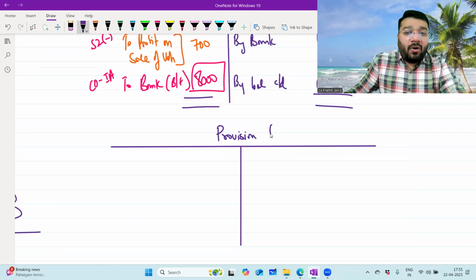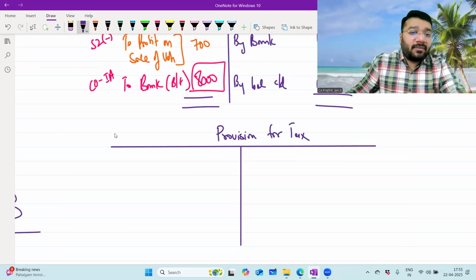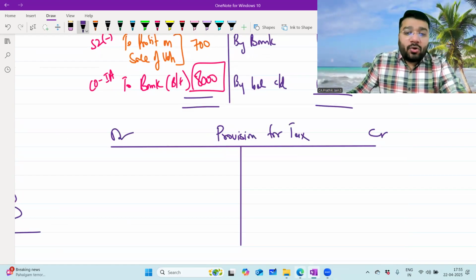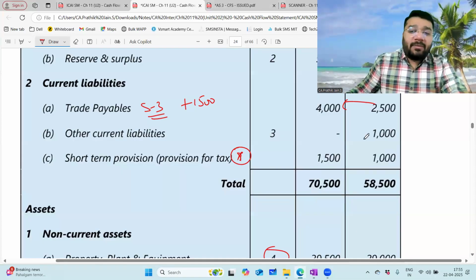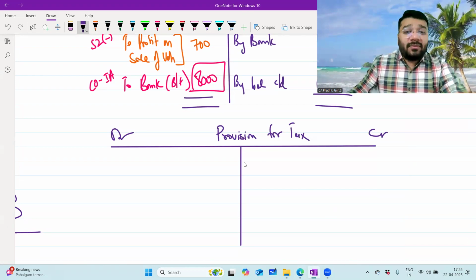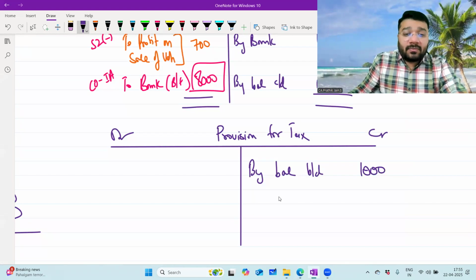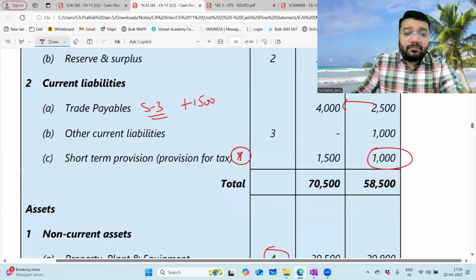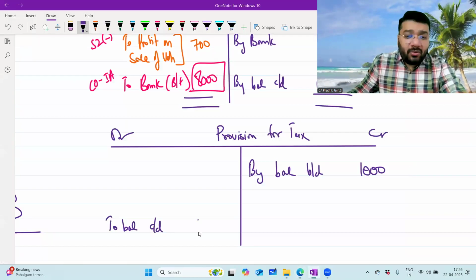Provision for tax. Let's go to the notes. What is the opening balance of provision? 1,000. To balance brought down 1,000. To balance carried down, how much? 1,500. Okay.